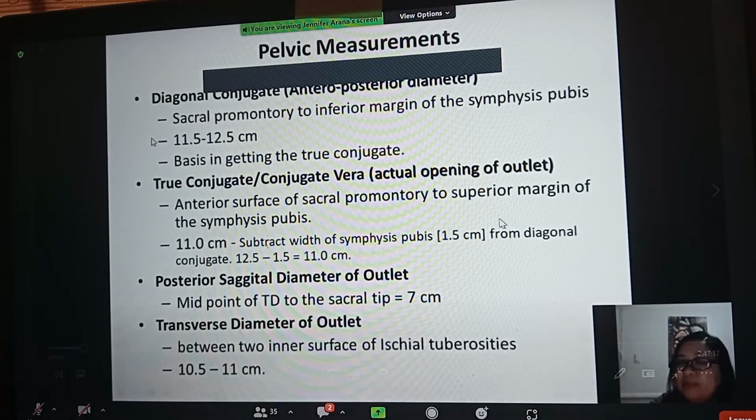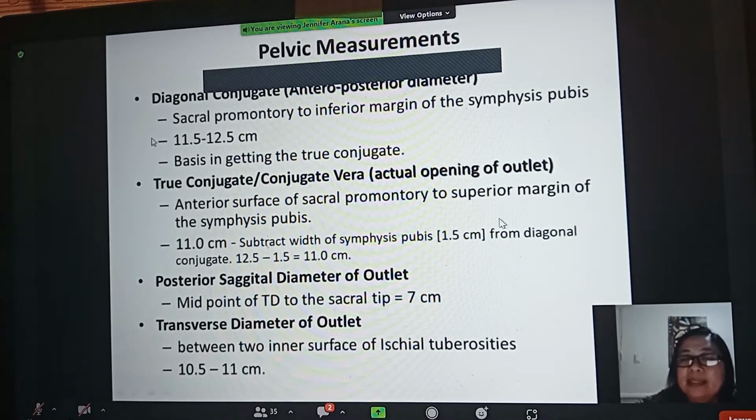12.5. We have to remember this because we will use this as a basis in getting the true conjugate. So the next pelvic measurement is the true conjugate, or the conjugate vera, which is the actual opening of the pelvic outlet. It is measured from the exterior surface of the sacral promontory to the superior margin of the symphysis pubis. It measures around 11 centimeters.